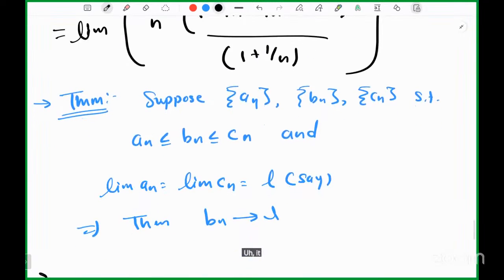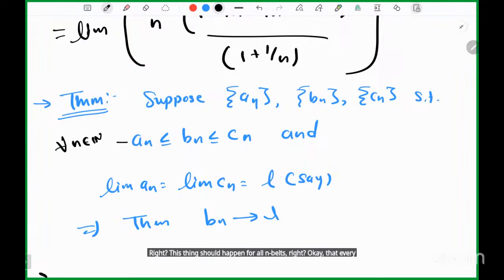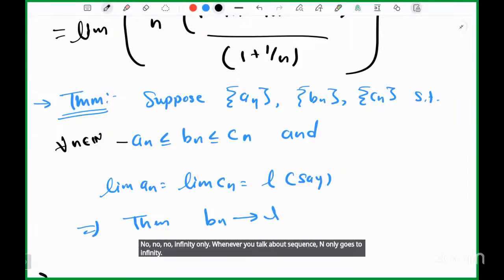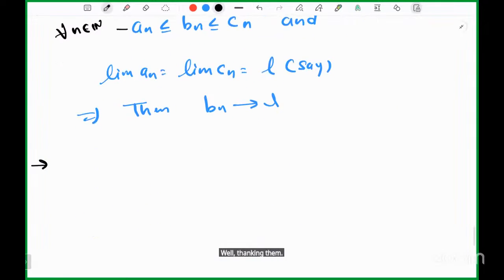It means that every term of the sequence should satisfy this inequality. That means the first term a_1 is less than or equal to b_1, and so on. This thing should happen for all n belonging to the natural numbers, so every term of the sequence satisfies this particular inequality. Ma'am, here will n tend to infinity or some other constant? No, infinity only. Whenever you talk about a sequence, n only goes to infinity. Oh, thank you, ma'am.